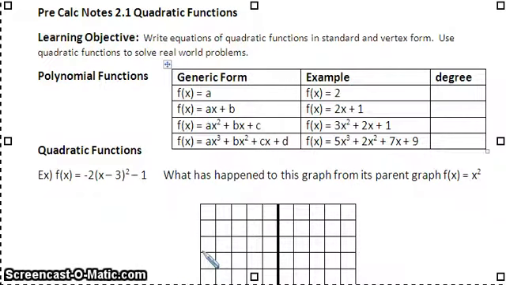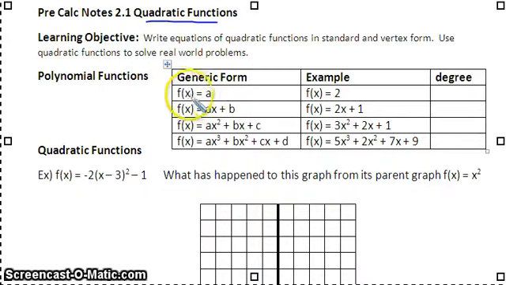This video covers Pre-Calc Notes 2.1. We're going to be talking about quadratic functions, and quadratic functions are those that are of degree 2. So let's take a look at a bunch of different equations here, and like I said, most of what we're going to be doing is looking at degree 2 polynomials, which we specifically call quadratic functions.